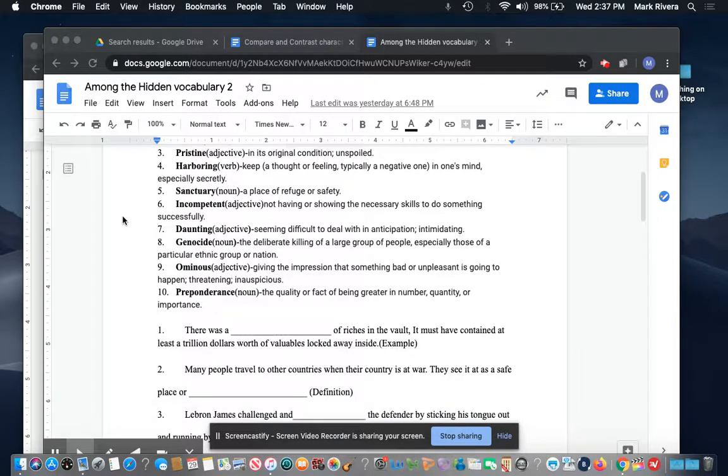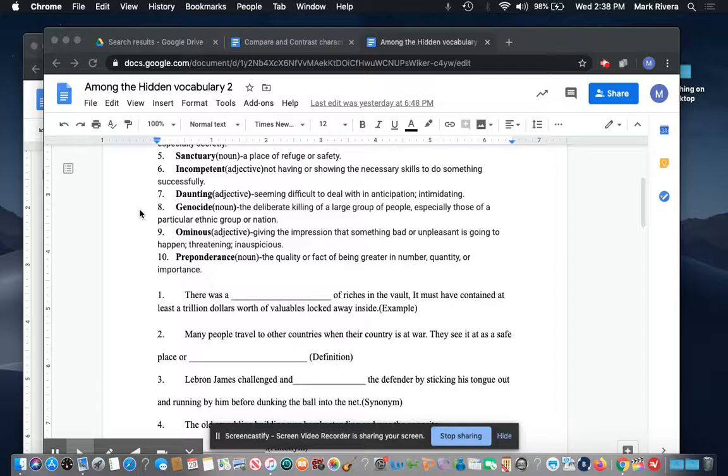Okay. A sanctuary is a place of refuge or safety. So it's a safe place. So again, refugees, people who are dealing with maybe war in their country, are always trying to find a sanctuary, somewhere safe for them to go. Incompetent, okay, means not having or showing the necessary skills to do something successfully. So if you're incompetent, it means you can't do something. The opposite would be competent. Competent means that you are able to do something. So again, someone who's incompetent doesn't have the skills to do something.